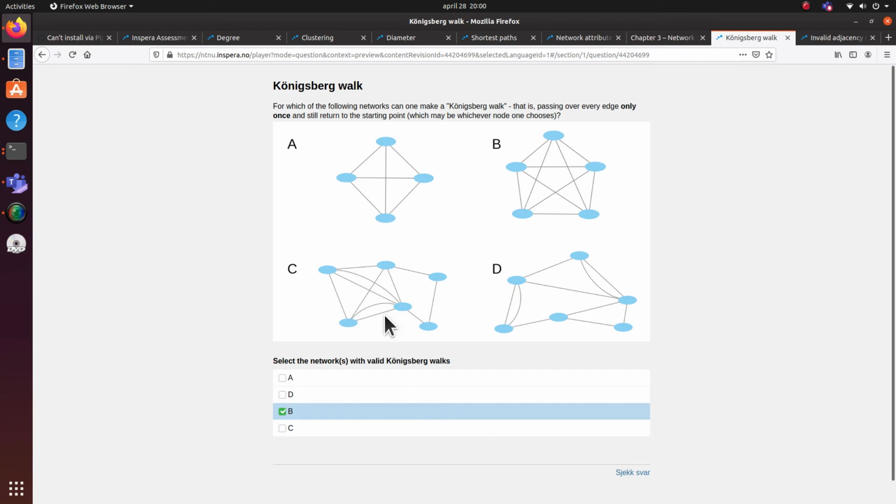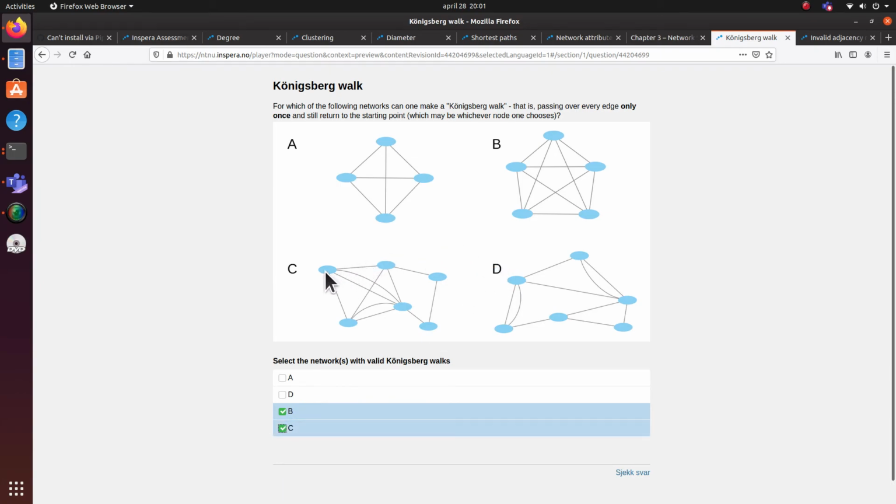This one here is a bit trickier to count because it has a lot of edges and they go in all directions, but 1, 2, 3, 4, 5, 6, so that's fine. And the last one here has a degree of 2. So these are all even numbers, and so it is valid for a Königsberg walk.